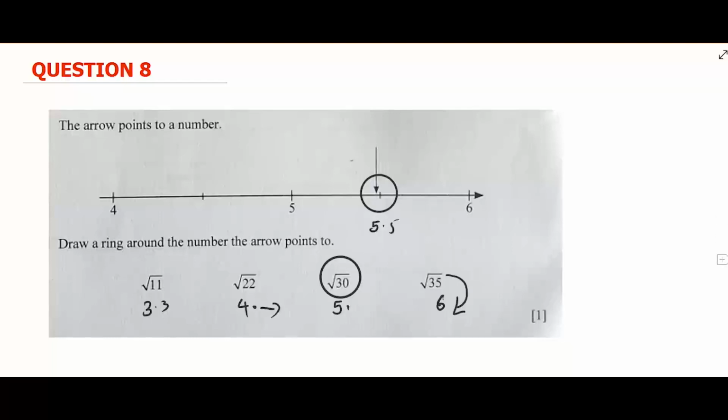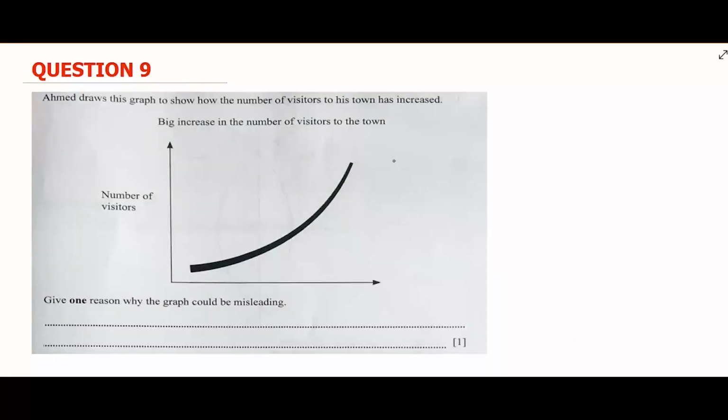Okay, so the next one is question 9. Ahmed draws this graph to show how the number of visitors to his town has increased. So a big increase in the number of visitors to the town. On the vertical axis here, we have the number of visitors, but the horizontal axis is not labeled here. So we also give one reason why the graph could be misleading.